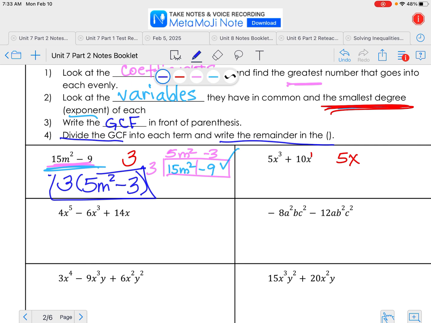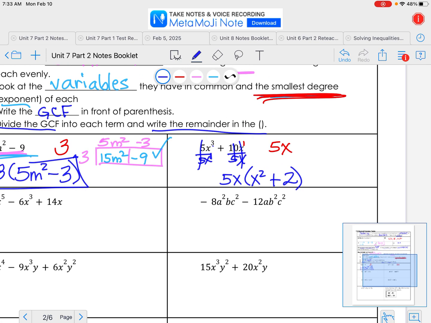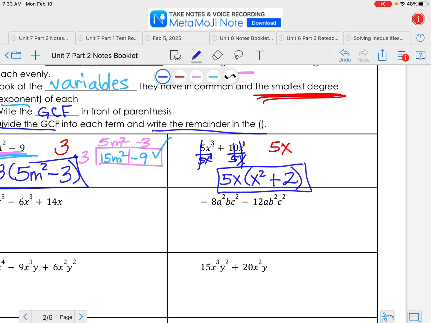Okay, let's factor out 5x. If 5x is my GCF, I divide it into both of these. 5 divided by 5 is 1. Remember, when I'm dividing exponents, I subtract them. 3 minus 1 is 2. 10 divided by 5 is 2. X divided by x is 1. This is your factors. Now, could I check it? If I multiplied 5x times x squared, I would get 5x cubed. 5x times 2 is 10x. Does that match the original? Yes.